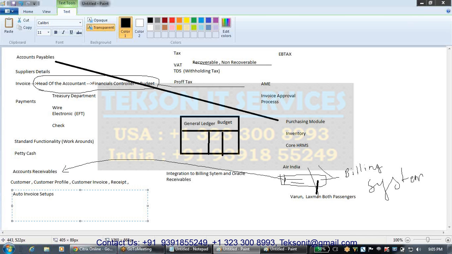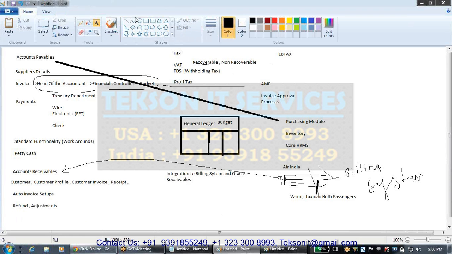Fine. Suppose there is a new concept like refund. There are lots of concepts available in Accounts Receivable. Suppose the customer hasn't paid the money. A customer invoice is generated, but the customer has absconded. So we treat the complete amount as bad debt. How exactly do we treat bad debts? We can use the adjustment concepts. All these concepts are there in Accounts Receivable. I am going to train Accounts Receivable completely.